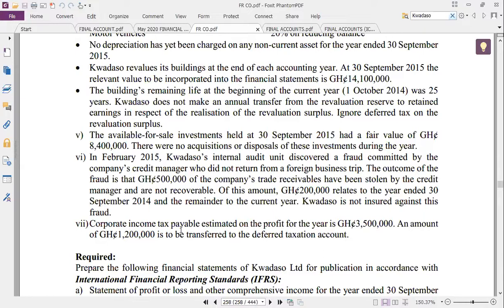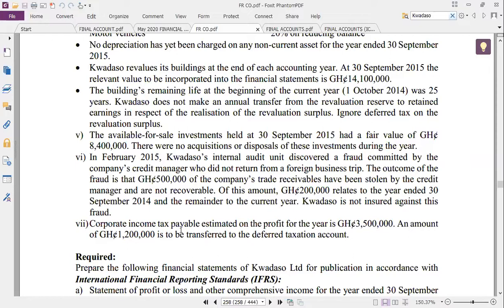In this question, there's no note that you cannot try. Note 6, we've done it. I like that note, and this note has been one of our major questions. In February 2015, Kwadaso Internal Audit Unit discovered a fraud committed by the company's credit manager who did not return from a foreign business trip. He hid. After they went for the trip, he didn't come back again. The outcome of the fraud is that 500,000 of the company's trade receivable had been stolen by the credit manager and is not recoverable. No insurance. So 500,000.